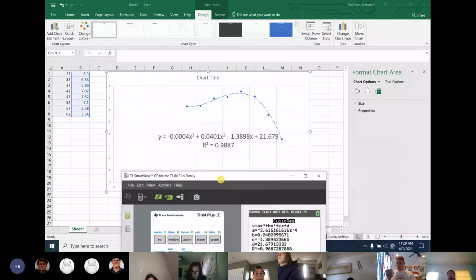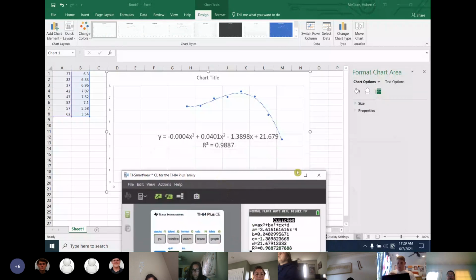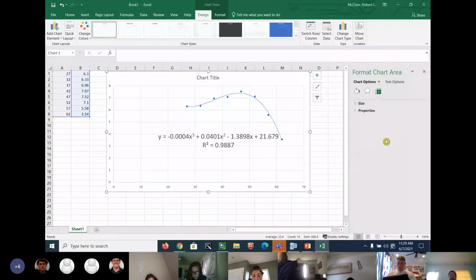But what do you not have on this? What do you not have on the Excel spreadsheet? Somebody tell me what you don't have. Intercepts. You don't have the intercepts. You don't have the max, the min, and you don't have a table that you can predict with. So that's why on this section, on these homework problems, you might want to use your calculator.